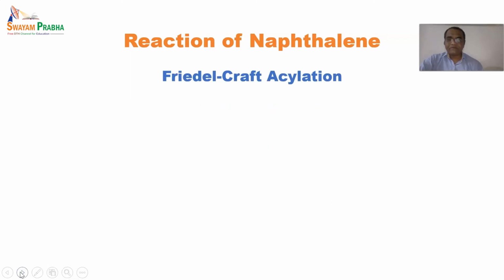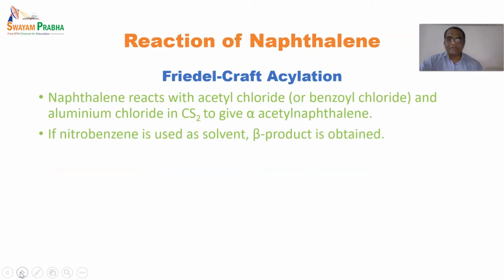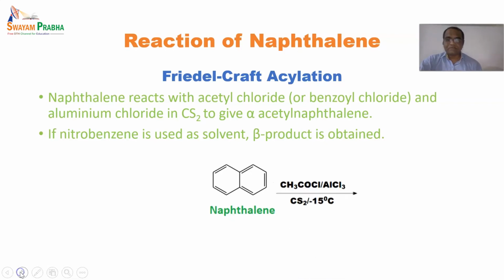An important reaction of naphthalene is Friedel-Crafts acylation. Naphthalene reacts with acetyl chloride or benzoyl chloride and aluminium chloride in CS2 to give alpha acetyl naphthalene. If nitrobenzene is used as solvent, a beta product is formed. So to form a beta product we require a solvent that promotes the beta product, such as nitrobenzene.